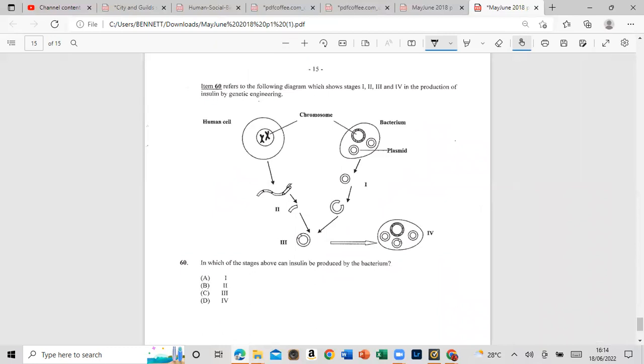Let's go now. Item 60 refers to the following diagram, which shows stages 1, 2, 3, and 4 in the production of insulin by a genetic engineer. We have that. Let's see it. In which stage above can the insulin be produced by the bacterium? And that would be D.